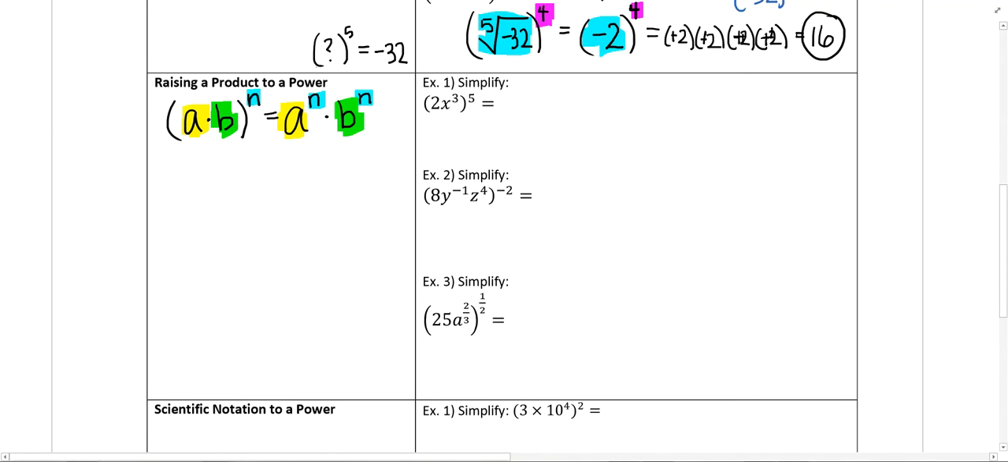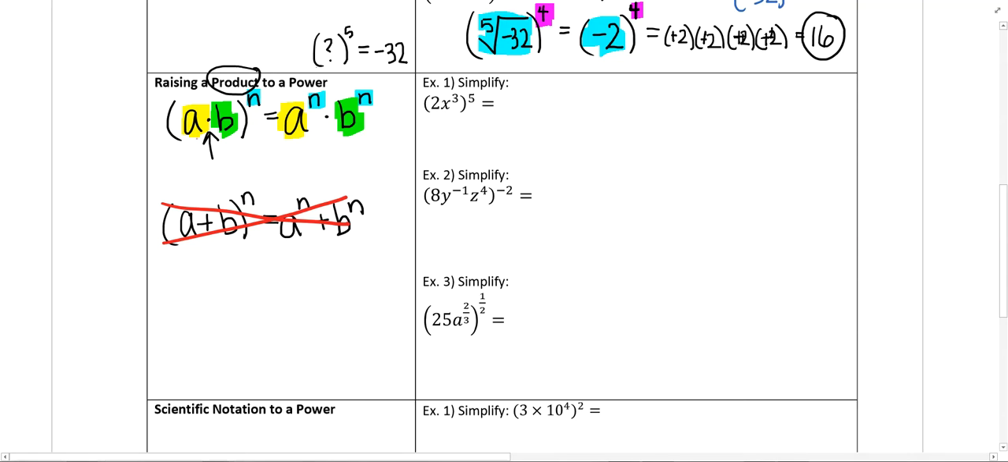Now, this idea works for a product, things that are multiplying. But it is very important to understand that this does not work with addition. So if I were to do this, this is fundamentally wrong. And this is a mistake that math teachers, including myself, see many, many times. Okay, so it only works if there is a product.